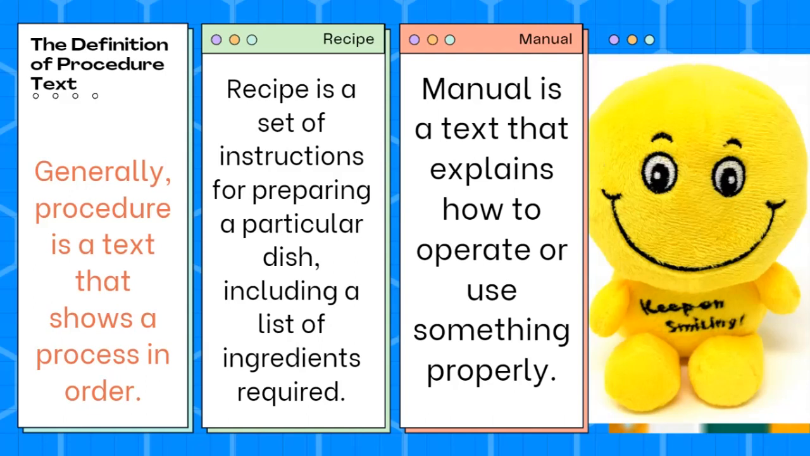Then next, the second one is manual. Manual is a text that explains how to operate or use something properly. Jadi teks manual adalah sebuah teks yang menjelaskan bagaimana kita mengoperasikan atau menggunakan sesuatu atau benda itu dengan sebaik-baiknya.